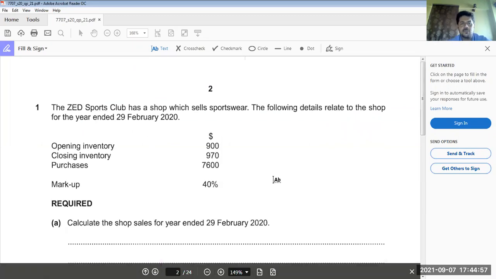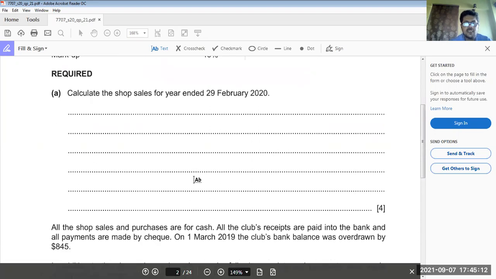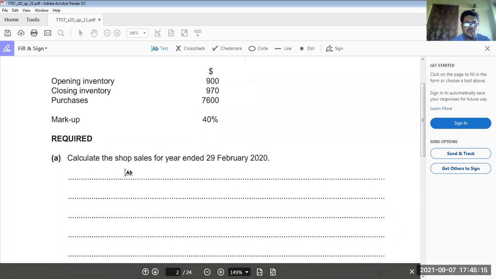The sports club has a shop that sells sportswear. The following details relate to the shop for the year ended 29 February 2020: opening inventory, closing inventory, purchases. Calculate the shop sales for the year ended 29 February 2020. So what we have to do, we'll write what we have to calculate: sales. Sales figure is unknown. Okay. Now here, sales, can we calculate? Okay.